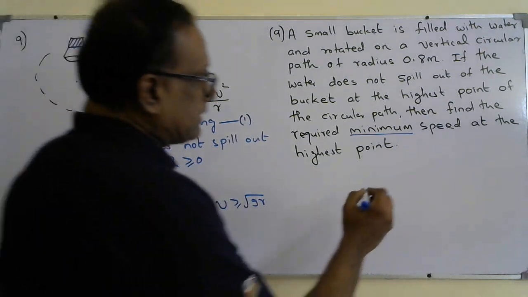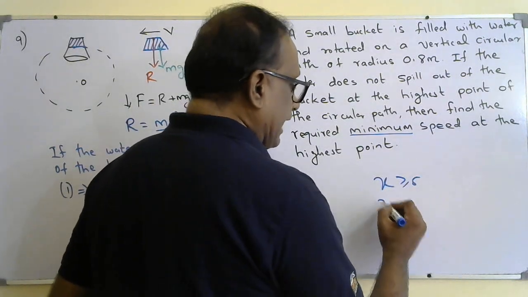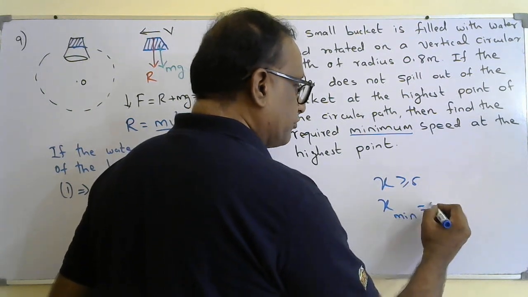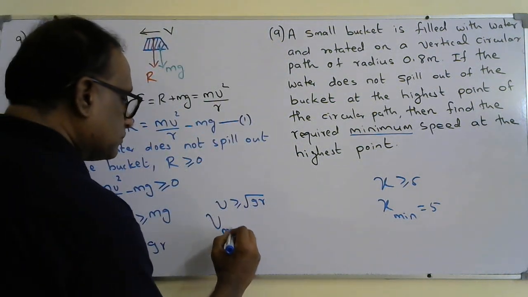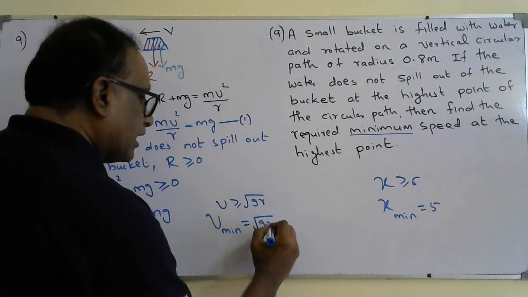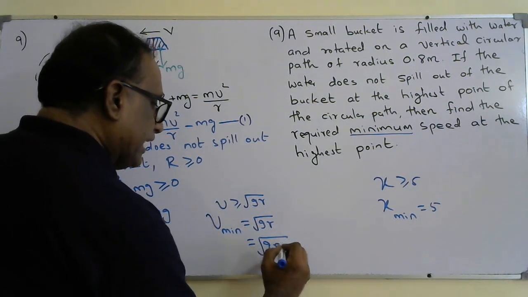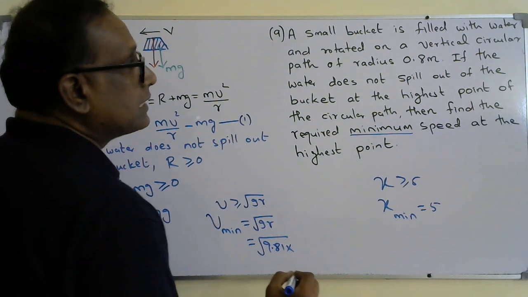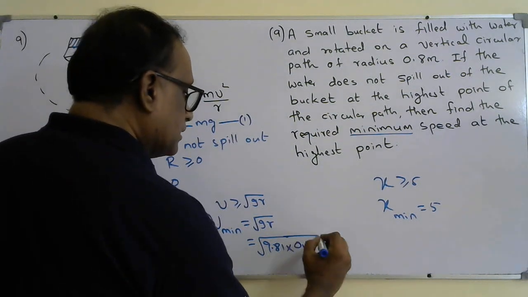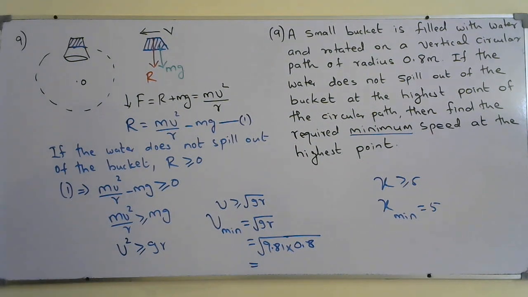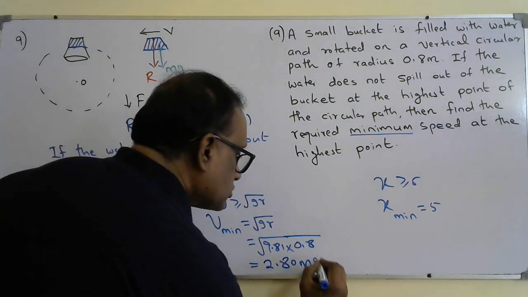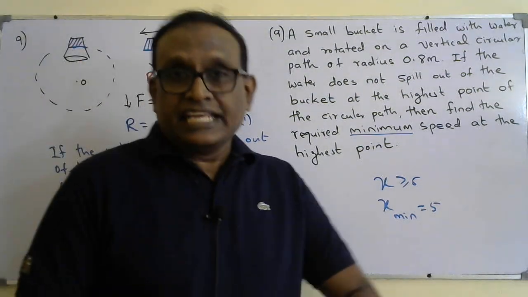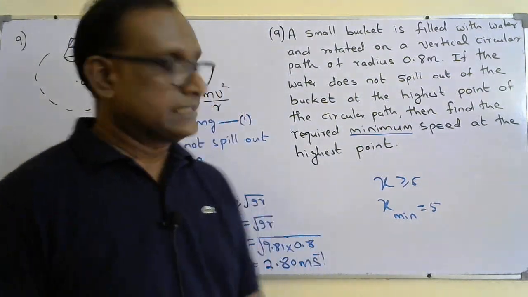So I can say, x greater than or equal to 5 means the minimum value of x equals 5. I can use it like this, simple mathematics. So v minimum equals the square root of gr, the square root of 9.81 times the radius of the circular path, 0.8. So the required minimum speed at the highest point will be equal to 2.80 meters per second. So here also again the centrifugal effect is important in this question.